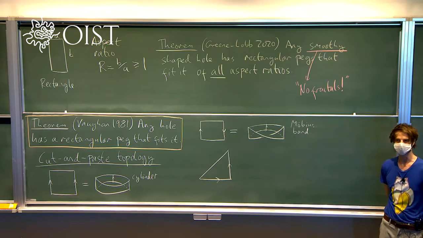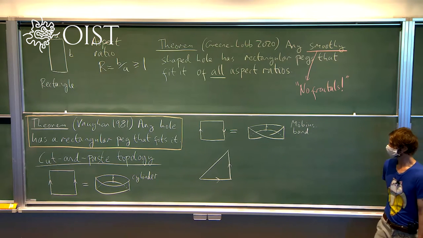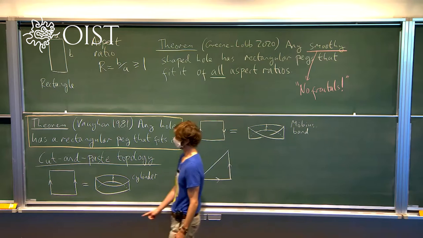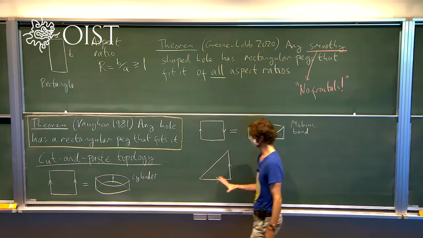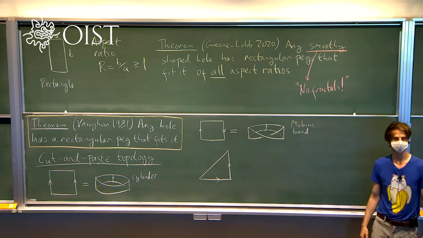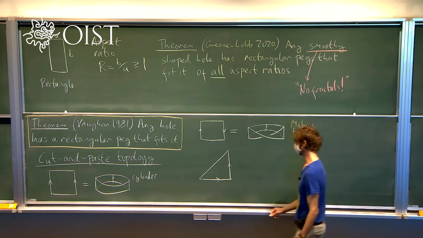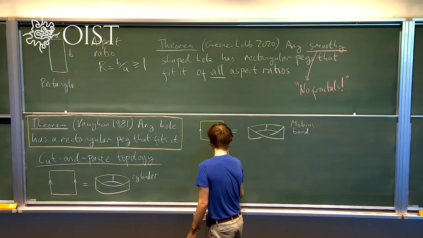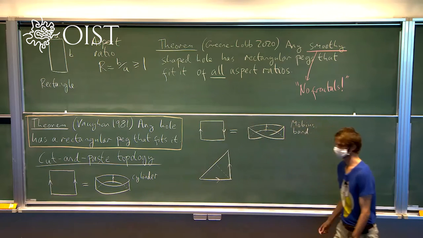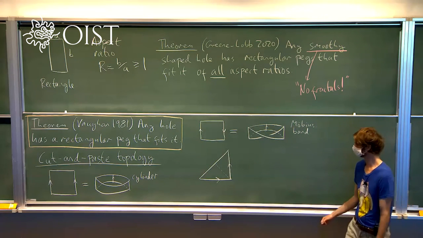I think you can't see this automatically. I think one needs to make use of the cut part of the cut and paste topology in order to figure out what this is. Okay, so we're going to figure out what this is, and we're going to do it by making a cut. So we're going to cut this shape along there.